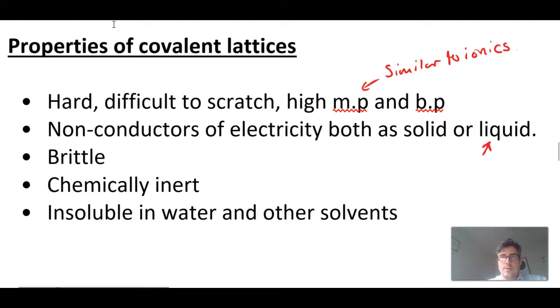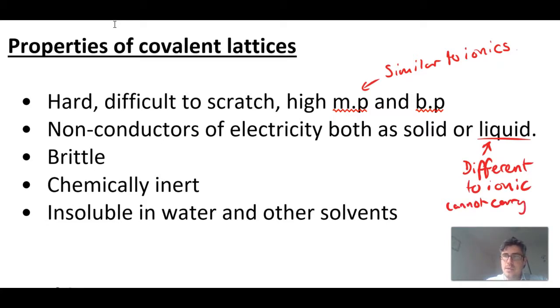The liquid part for certain is different to ionics, because as we remember from previous classes, ionic substances, when they're molten, are able to conduct. They can carry charge, whereas this cannot carry charge because there is no charge. In an ionic substance, you've got negative and positive ions. In this substance here, we simply have covalently bonded atoms, so there is no charge to be carried.